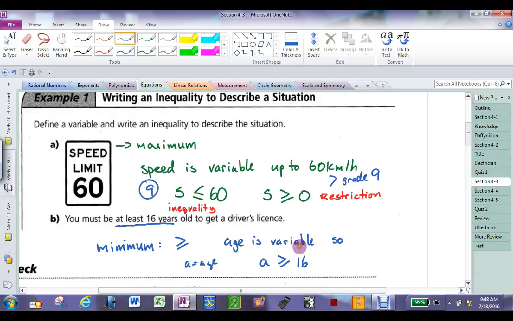Is there a restriction on this? Because in math, this says age can be anything greater than 16. Is 264,000 greater than 16? Yeah, I'm pretty sure. Is that a realistic age? No. So there is a restriction, but can we define it?